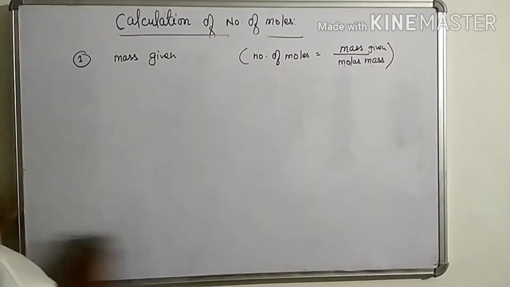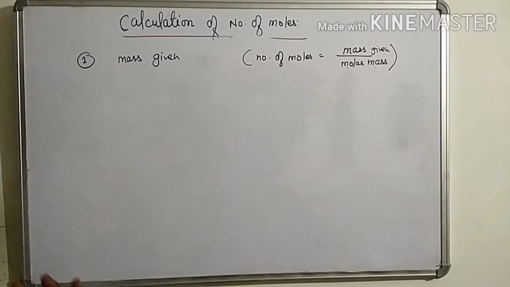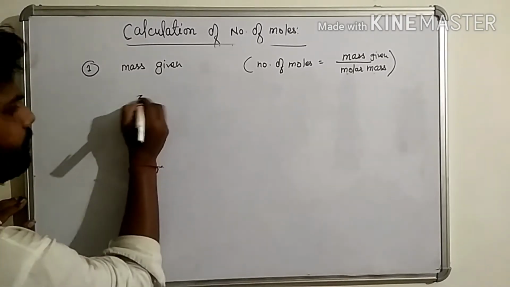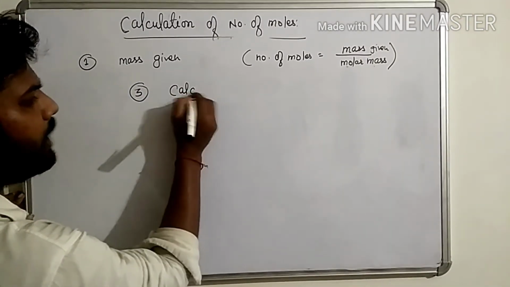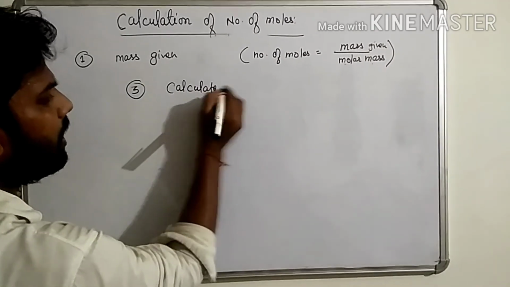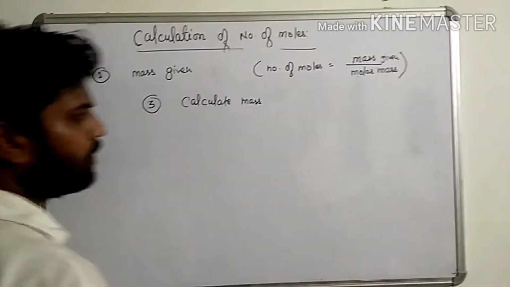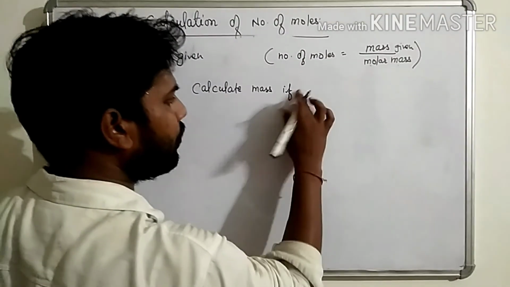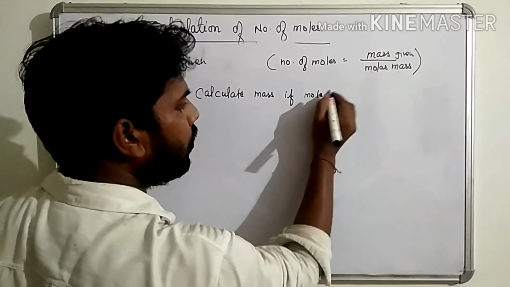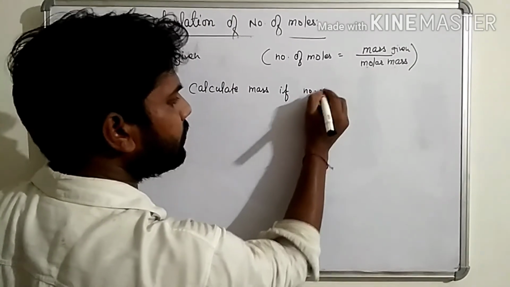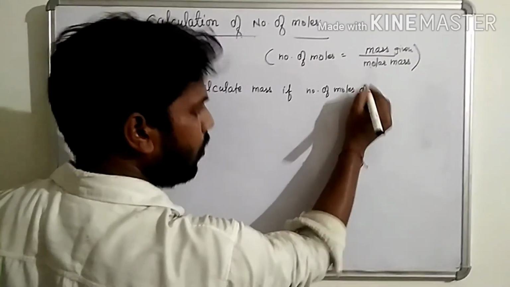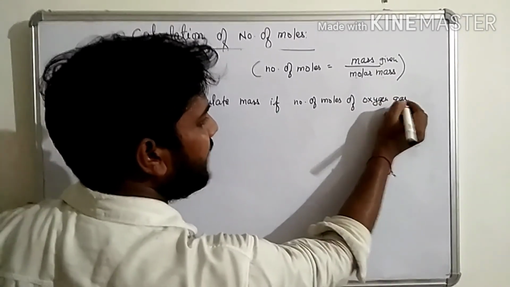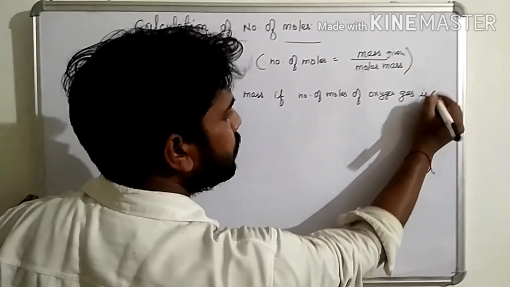Now, let us understand a question which is given on this. For example, calculate the mass if the number of moles of oxygen gas is 0.2.